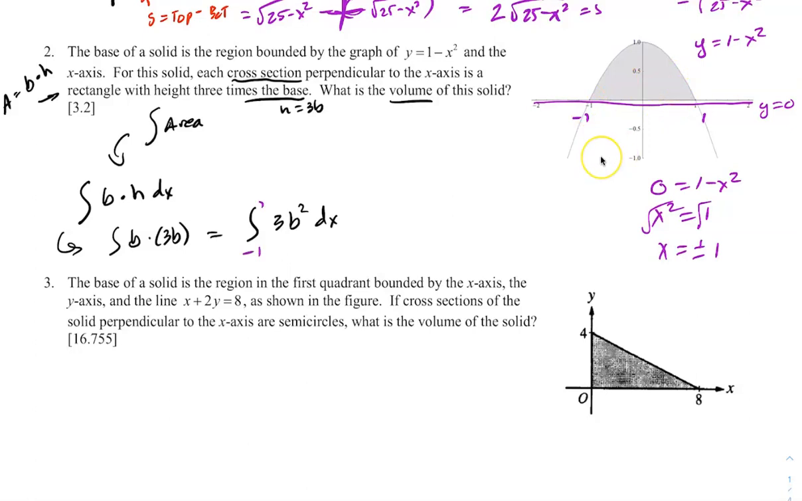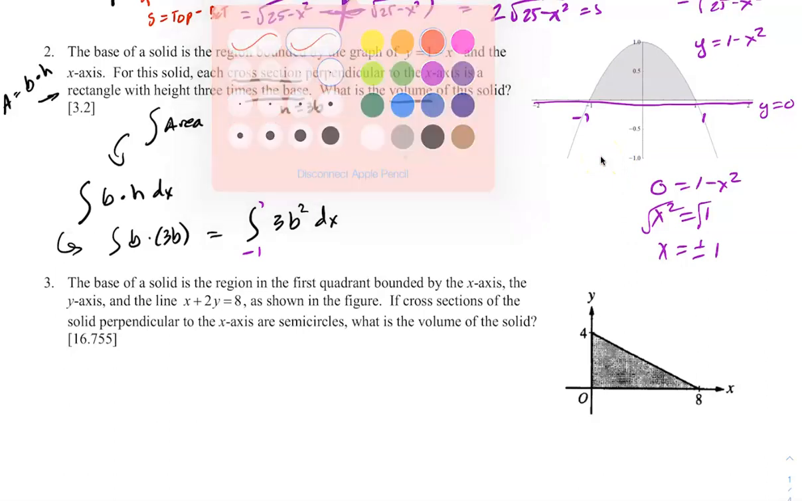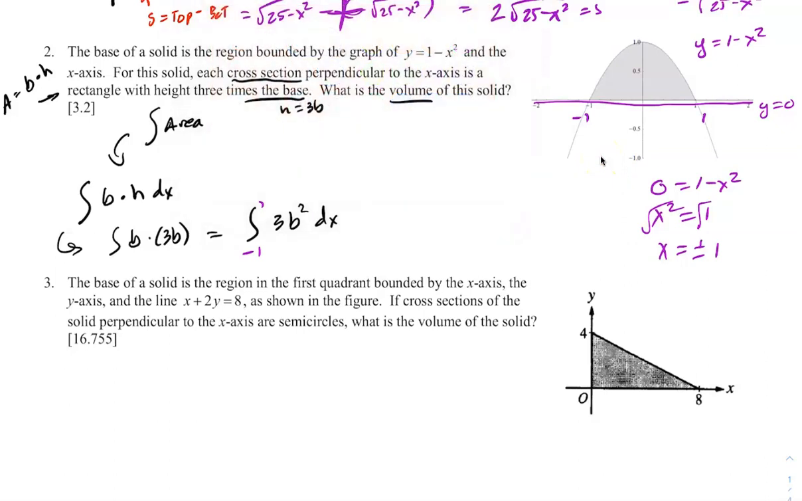Okay, now how about b? B is the same thing as s, so use whatever you want. It's the slice. How big is this guy? And all that ever is, it's the top equation minus the bottom equation. So in this case, my top equation is 1 minus x squared, and my bottom equation is just 0. So b is just going to be 1 minus x squared.